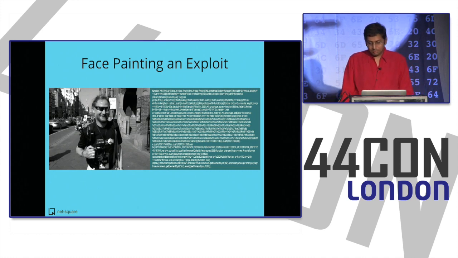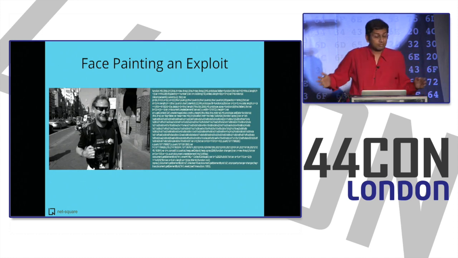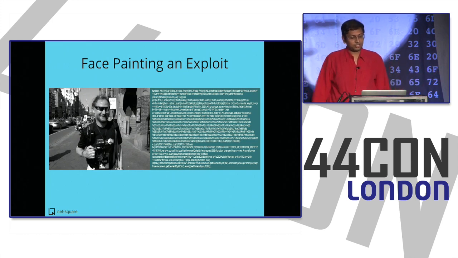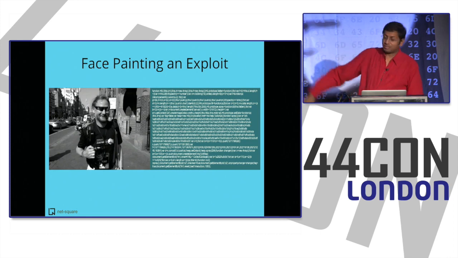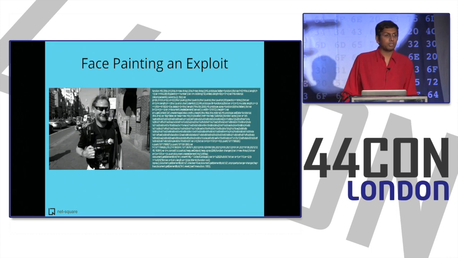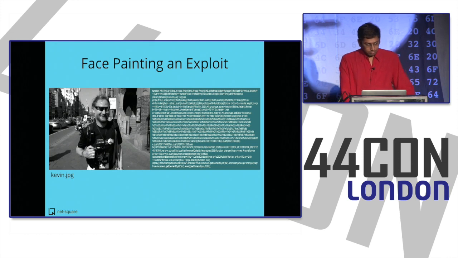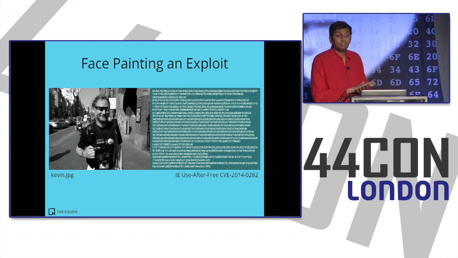I am directionally challenged. On that side of Kevin, I don't know which is right or left, is the exploit code. This is all the JavaScript. It is basically a use after free exploit, fairly new. This thing is going to go on Kevin's face. So this is CVE-2014-0282. All right, so how does steganography work?